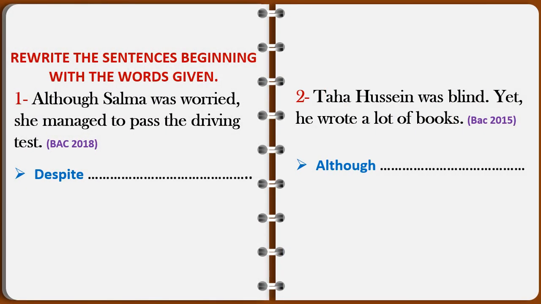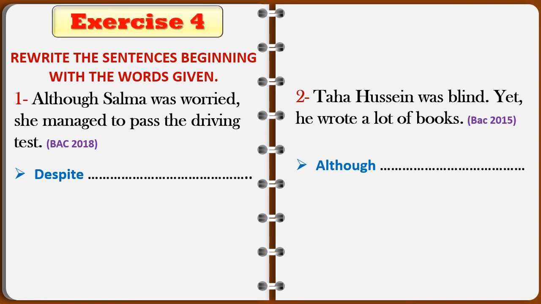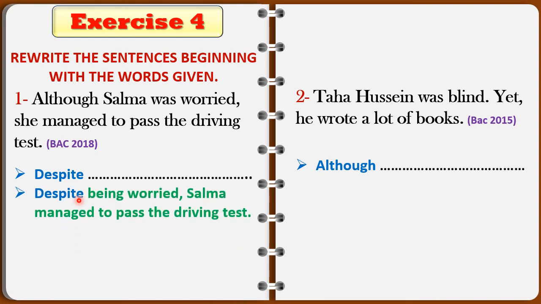And the last exercise also from baccalaureate exam من امتحان البكالوريا أيضا. Rewrite sentences beginning with the words given. إعادة كتابة الجملة أو إتمام الجملة مع البدء ب despite. Despite. Let's see the answer. Despite being worried, Selma managed to pass the driving test.